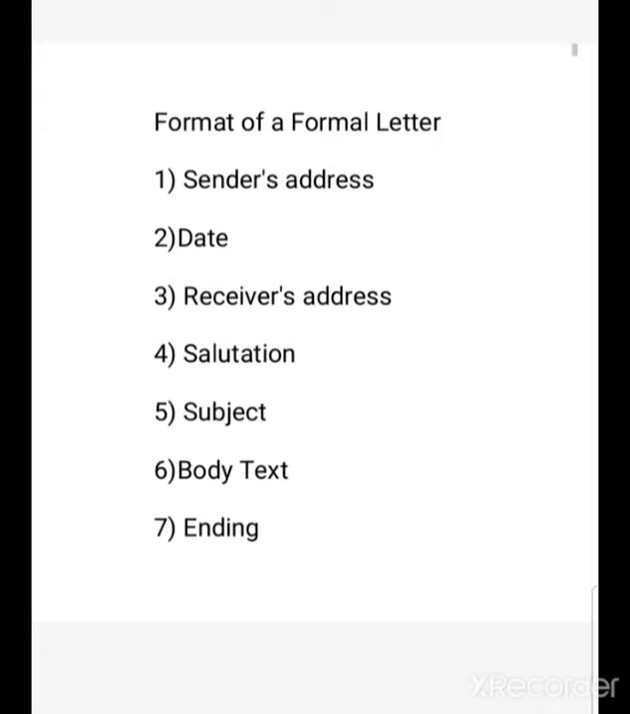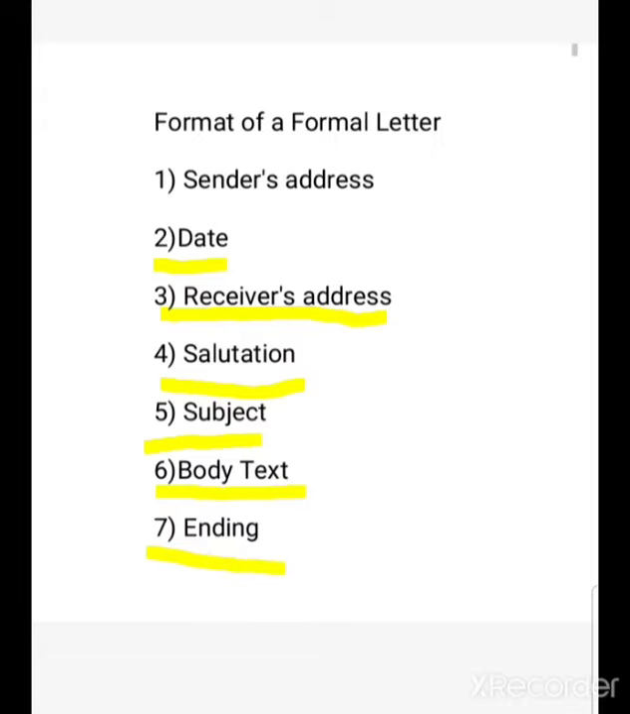Number 1, the sender's address. Number 2, date. Number 3, receiver's address. We will discuss it one by one after that. Number 4, the salutation, dear sir or ma'am, whatever it is. Number 5, the subject about which we are writing the letter. Number 6, the body text or content, and the 7th one is the ending. So we are discussing it one by one.